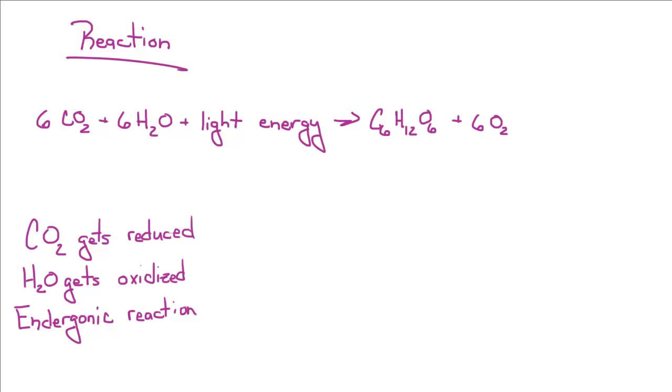Photosynthesis is the process by which light energy is captured and then is used to synthesize carbohydrates. The general reaction is you take 6 molecules of carbon dioxide and 6 molecules of water and light energy in the form of photons to produce 1 molecule of glucose and 6 molecules of oxygen. And during this process, carbon dioxide is going to get reduced, water is going to get oxidized, and it is an endergonic reaction, which means it requires energy to proceed. And that energy, like I said, is in the form of light energy.